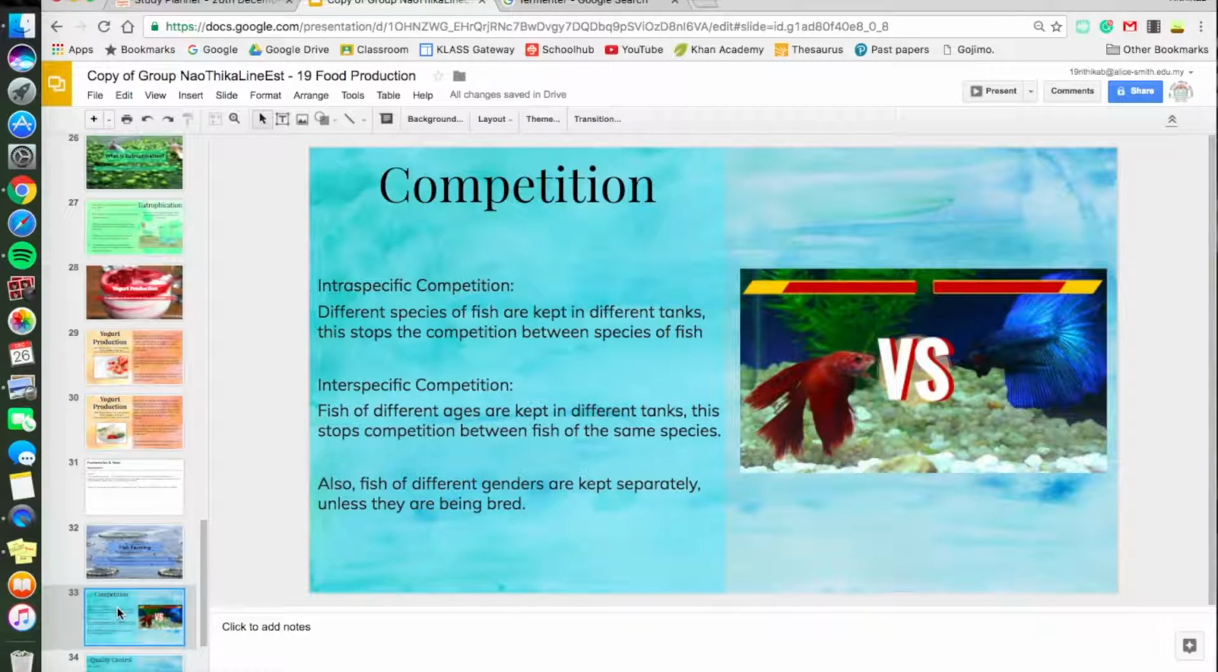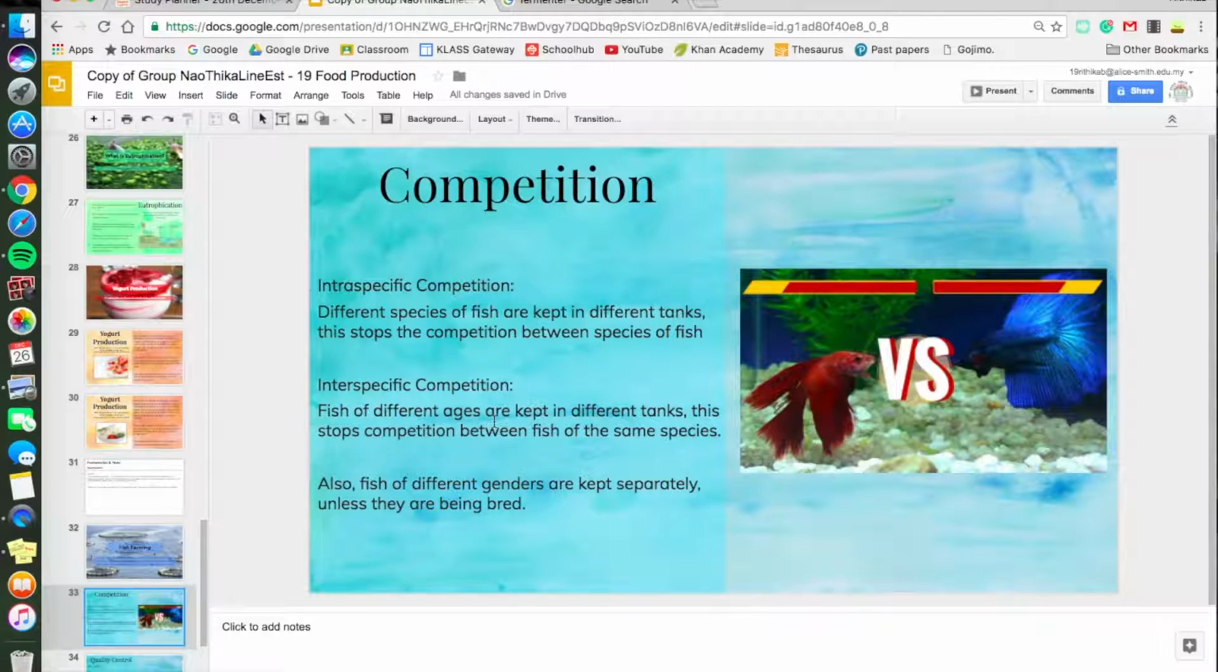There is intraspecific competition that's between species of fish. To prevent this, farmers usually keep the different species of fish in different tanks so that stops the competition between the fish. And there's also interspecific competition that's between fish of the same species.